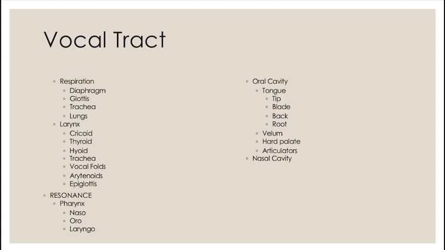And then some other structures that are in the vocal tract and are important, but less important for phonation and more important for resonance, is the pharynx with the naso-, the oro-, and the laryngopharynx, the oral cavity that houses the tongue, the velum, the hard palate, and other articulators, and then also the nasal cavity.